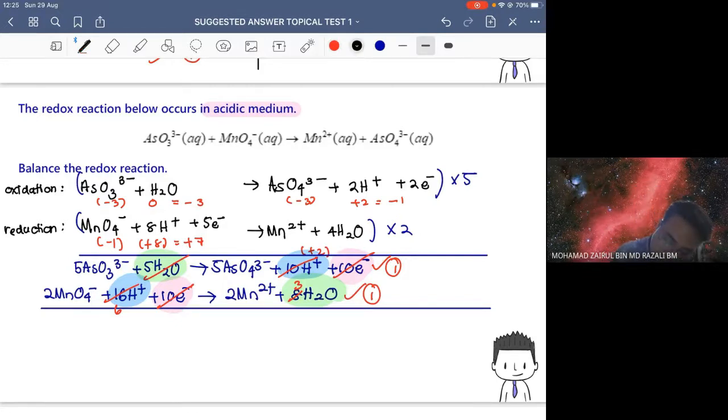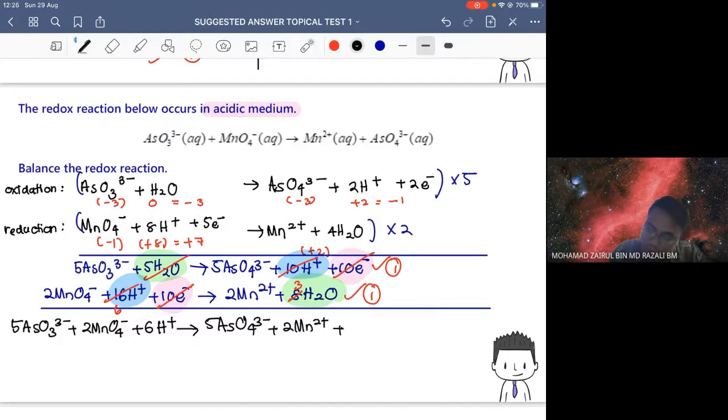So your final answer, combine reactant dengan reactant, product dengan product. So 5 AsO3 3- plus 2 MnO4- plus 6H+ produce 5 AsO4 3- plus 2 Mn2+ plus 3H2O. So ini awak dapat lagi satu markah. Okay, so this is your final answer.